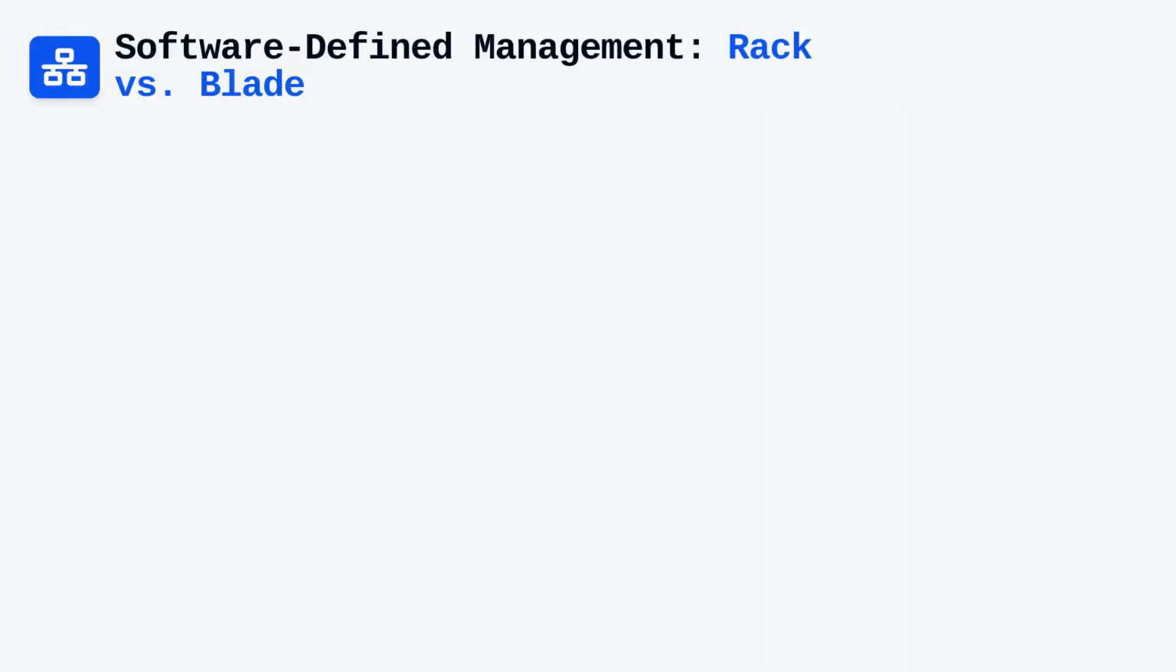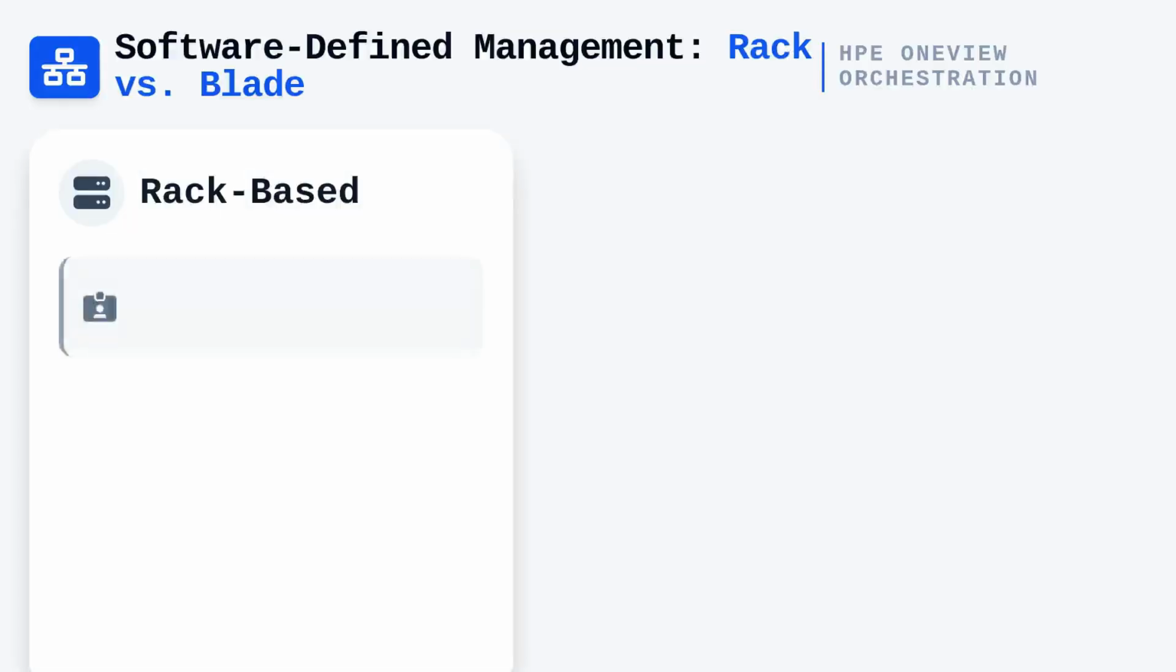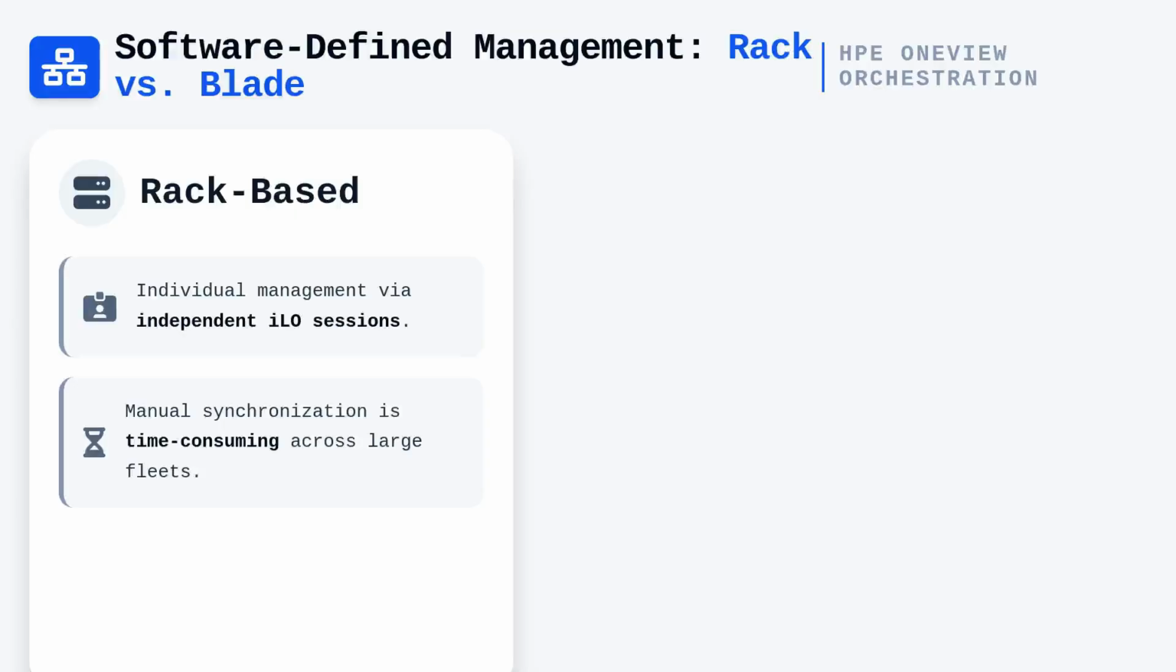From a software-defined perspective, the management layer changes significantly, depending on whether you are running a rack-based or blade-based infrastructure. HPE OneView often serves as the orchestration engine here, but its interaction with these architectures is shaped by their distinct hardware realities. For rack servers, the focus typically involves individual iLO remote management sessions and independent configuration profiles, which can be time-consuming to synchronize manually across a large fleet.